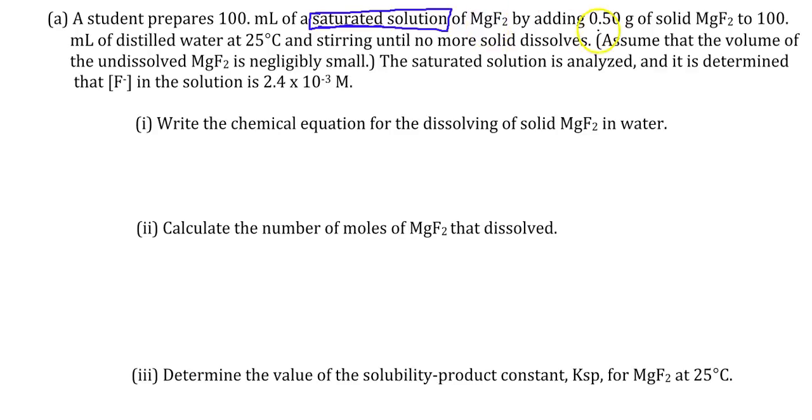We're adding 0.50 grams of magnesium fluoride to 100 milliliters of distilled water, stirring until no more solid dissolves. Assume the volume of the undissolved MgF2 is negligibly small. A saturated solution at equilibrium is analyzed and the fluoride ion concentration is determined to be 2.4 times 10 to the negative 3. So, number one, let's write the chemical equation for the dissolving of solid MgF2 in water.